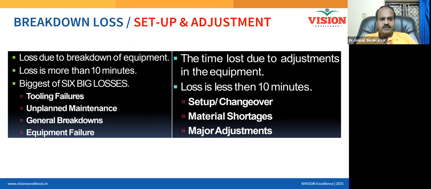So why does the breakdown happen? A tool failure, an unplanned maintenance takes place. A general breakdown happens and equipment fails. But for less than 10 minutes, why do I need to stop my machine? Because I need to make some adjustment, like I change the dies, I do some setup. There is a material shortage for me, and some adjustment I am doing, and these are all setup and adjustment kind of things.